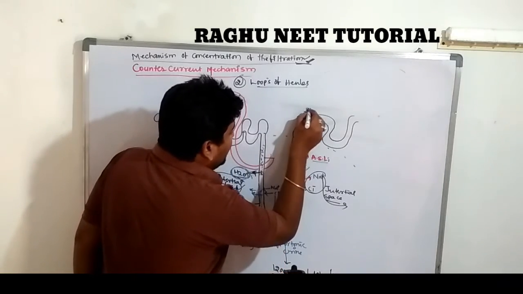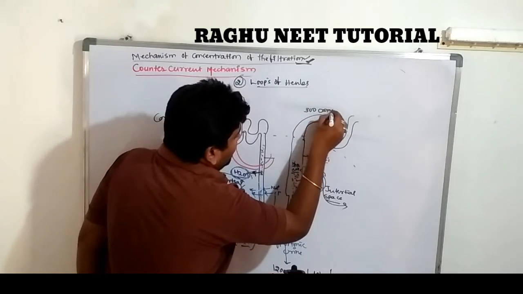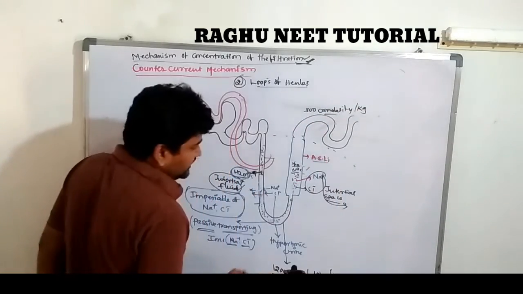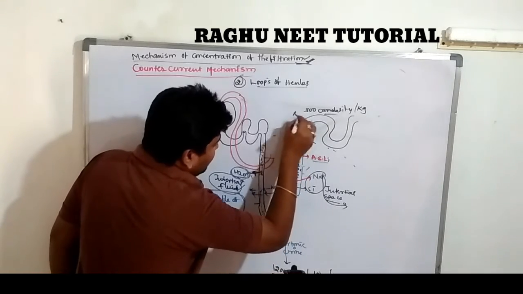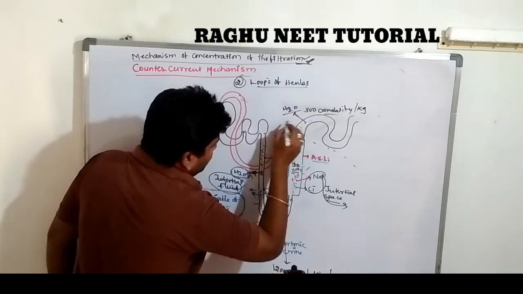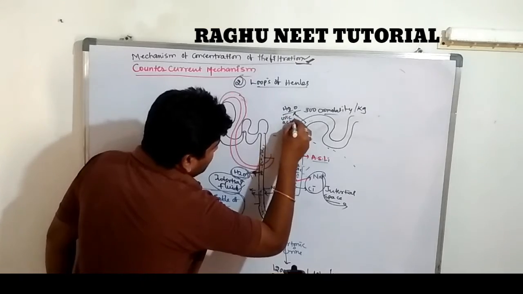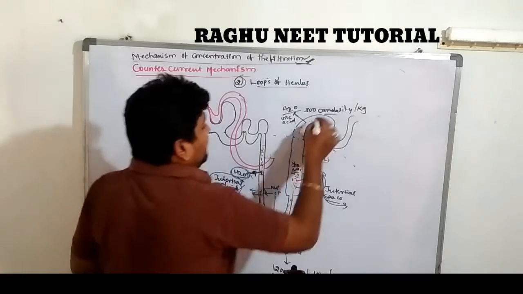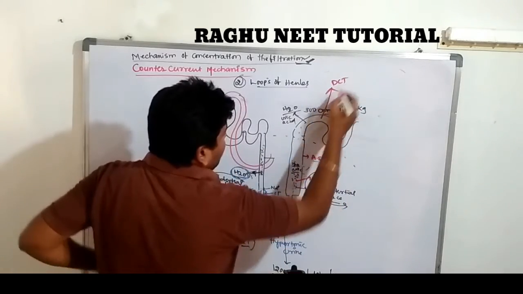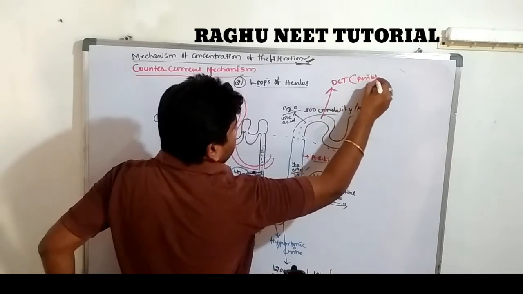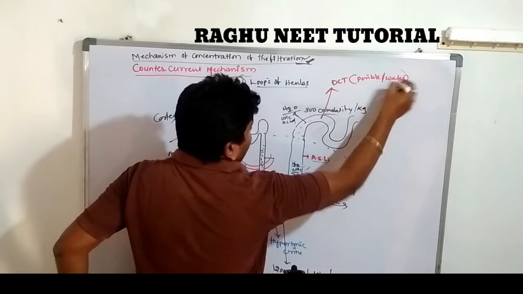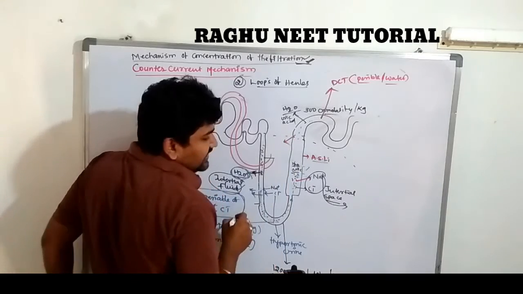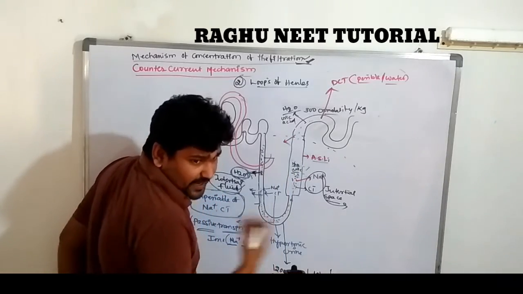Here it shows 300 osmolarity per kg. These consist of only water and some amount of uric acid. The distal convoluted tubule is permeable only to water. Only permeable to water means water is absorbed and released into the interstitial fluid, and that is selective reabsorption.